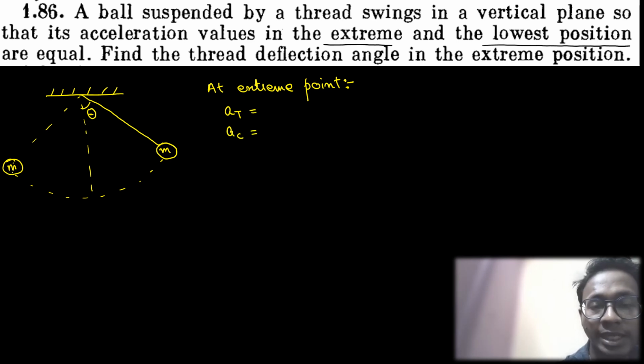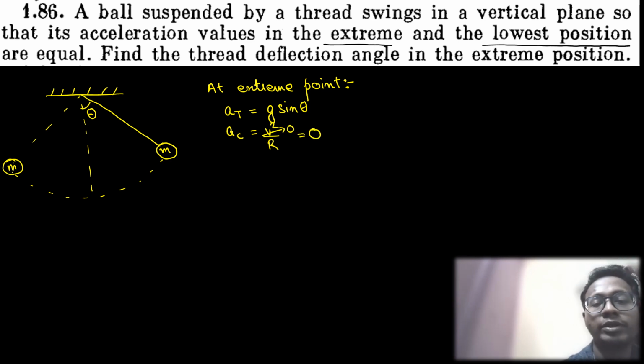So tangential acceleration is equal to g sin theta. The force is mg, the component of force along this direction would be mg sin theta, and mg sin theta is equal to ma. So tangential acceleration is equal to g sin theta. See, at the extreme point, or this point, velocity would be 0. So centripetal acceleration would be 0.